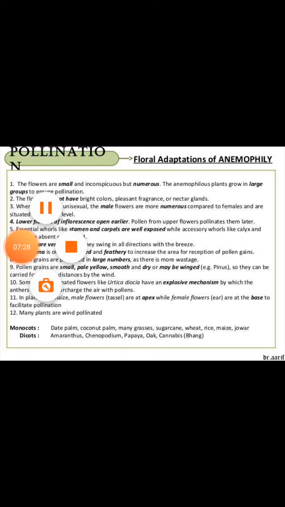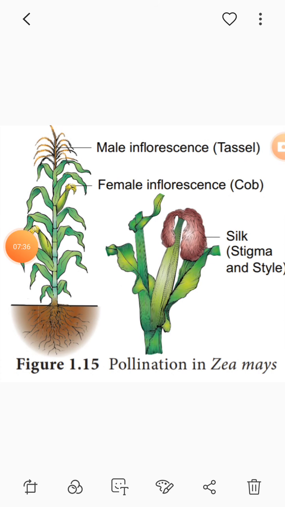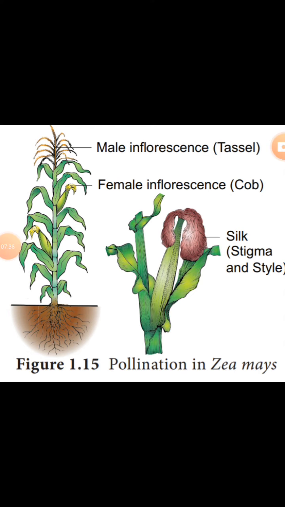Next, we shall move to pollination as given in your book. For our 12th standard book, pollination by Zea mays is given as anemophily. There are mostly monoecious and unisexual flowers. The inflorescence has a tassel and a cob. The tassel is terminal, and the lower one, which is lateral, is called the cob.